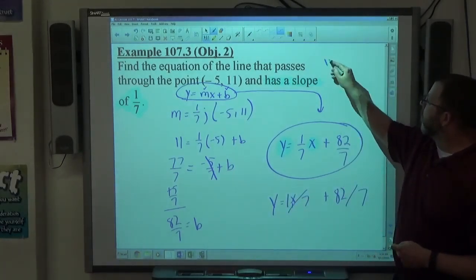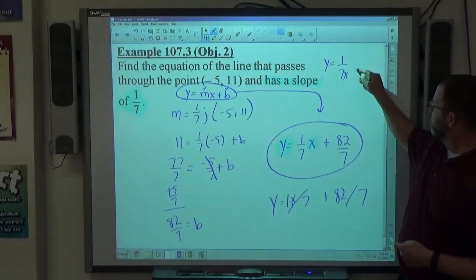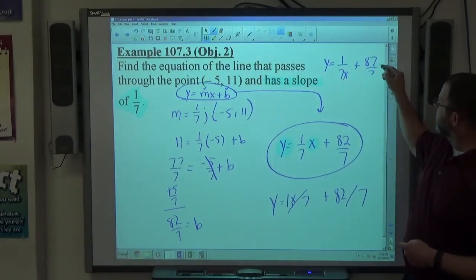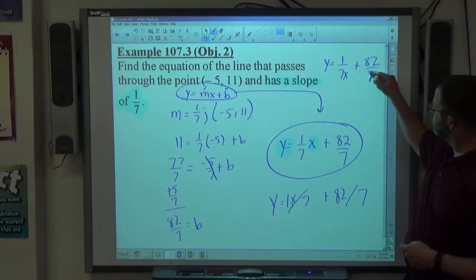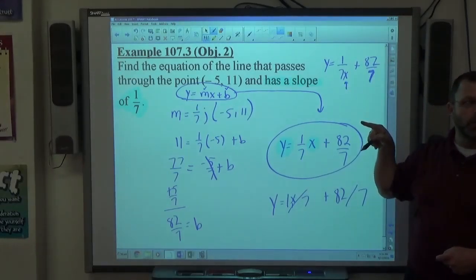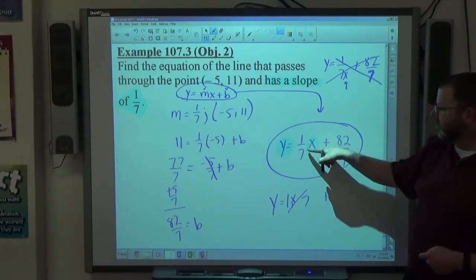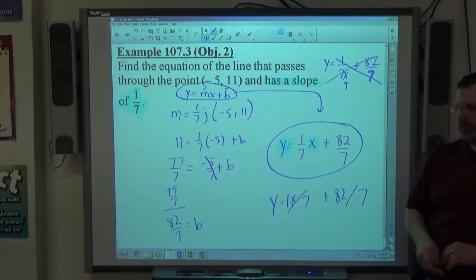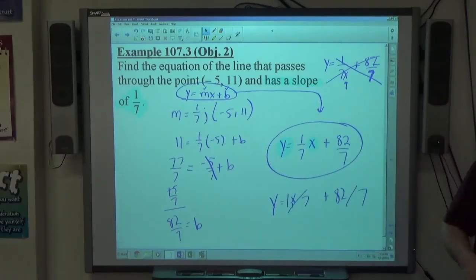I've also seen people do y equals 1/7 x plus 82 sevenths, where the x is under the 1/7. Pretend that's a 2 and that's a 7. Putting x in the bottom also makes it wrong. All right. X is either to the side or on top, not on the bottom. So make sure that you're careful in how you write your final answer.